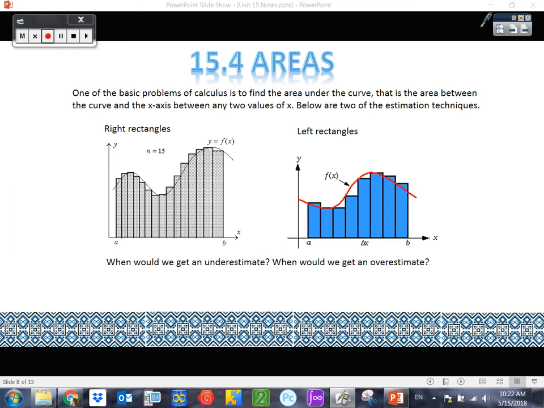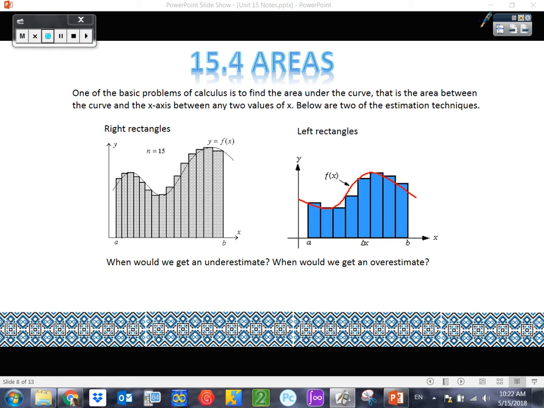Okay, so we're just working on what's called a Riemann sum. Actually, these rectangles are Riemann sums, and we're just going to work with two of the types of Riemann sums, the right rectangles and the left rectangles. So let's look and see what's going on.